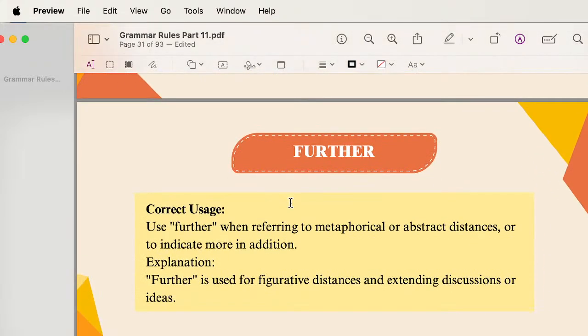So where do we use further? We use further when referring to metaphorical or abstract distances or to indicate more in addition. Okay, so it has two usages. First of all, it describes abstract concepts like time, effort, degree. For example, I'll further my education with a master's degree. What I'm trying to say here is that I'm going to continue my education, add more to my education. So here you're supposed to use further.